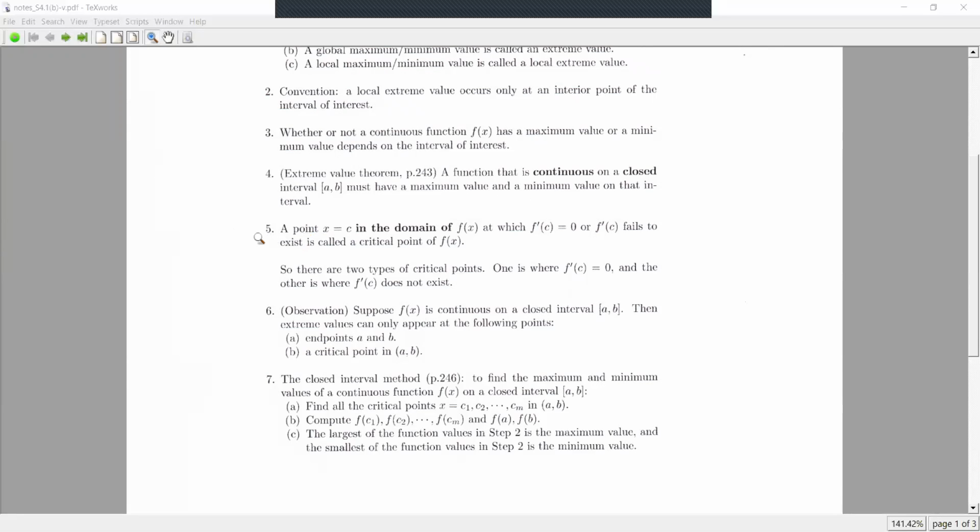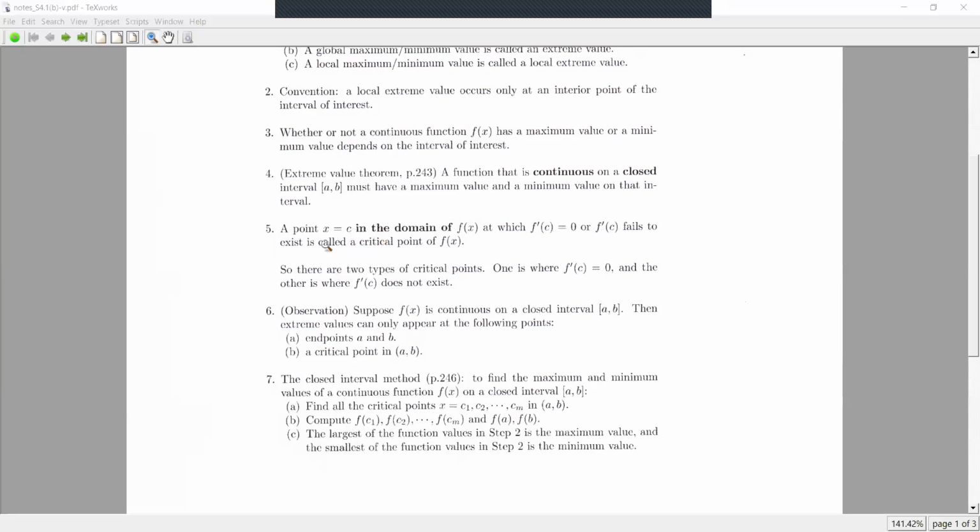Review number 5. A point c in the domain of a function. The domain of a function is the set of all x values where function values are computable. A point in the domain of a function at which the derivative is 0, meaning the tangent line is horizontal, or the derivative doesn't exist. When a curve has a corner, the derivative doesn't exist.